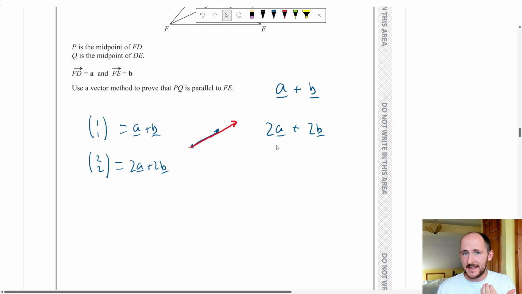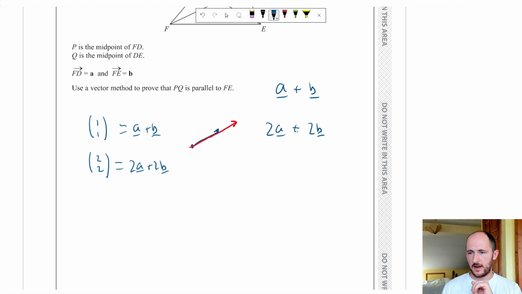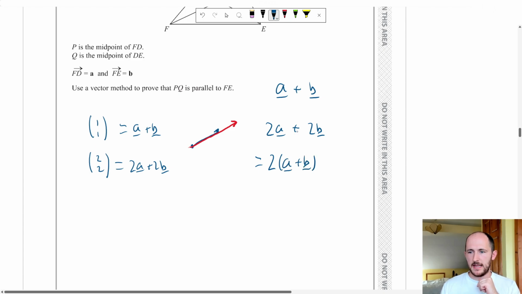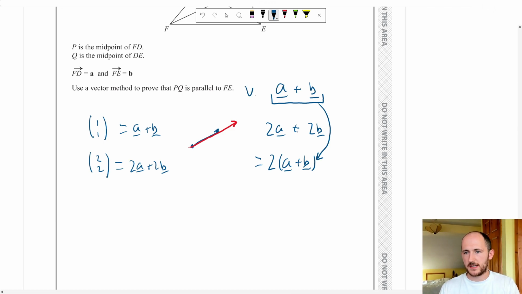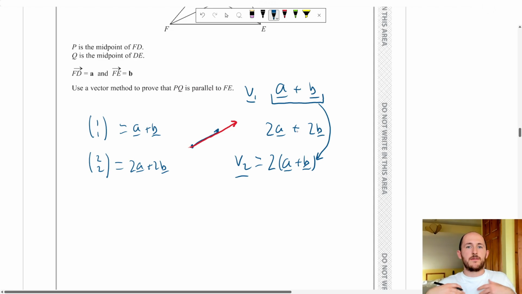Now, a lot of people have a bit of trouble understanding what I mean by scale multiples. Basically, if you can factorize out an integer from here, so if I look at 2a + 2b, imagine it's just normal algebra, you could factorize that to give you 2(a + b), right? If you notice, that is this vector multiplied by 2. That means that these two vectors, if I want to call this vector 1 and vector 2, are parallel to each other. And this actually works for fractions as well.